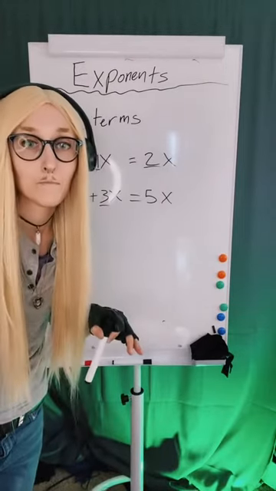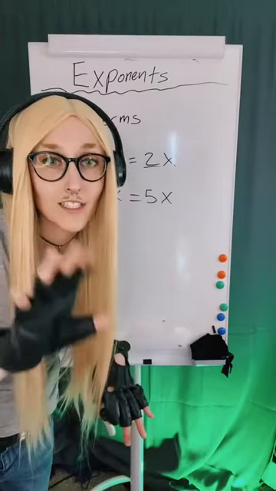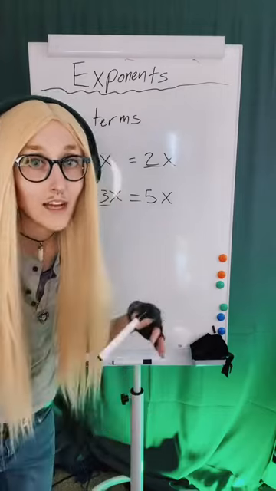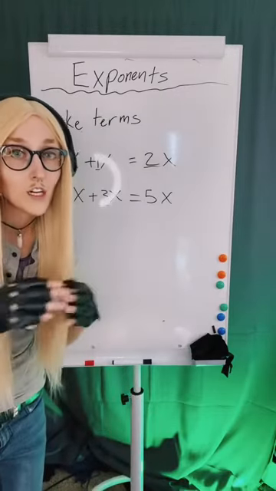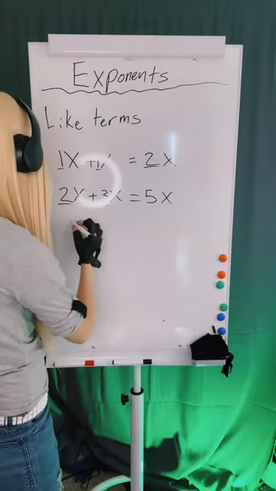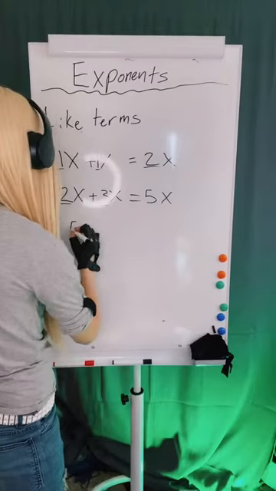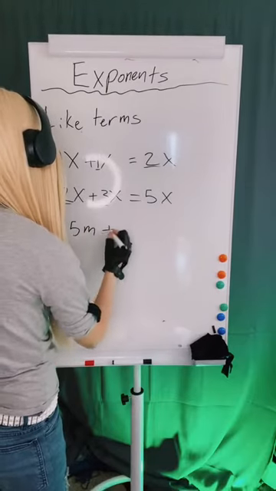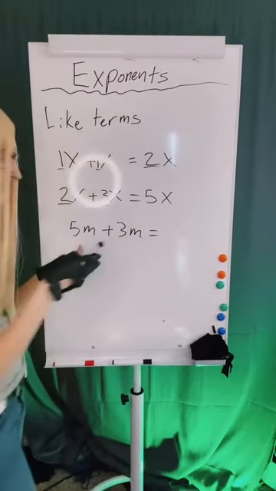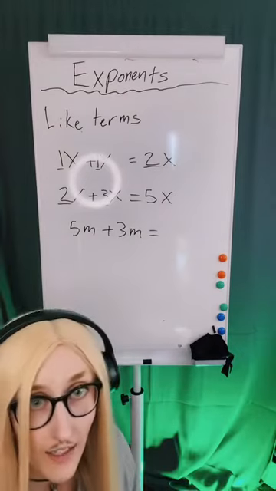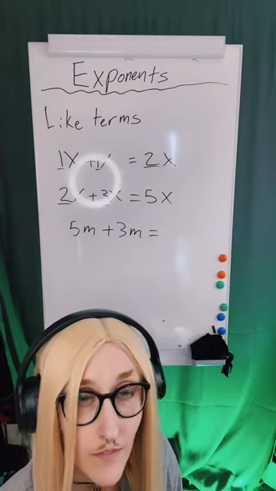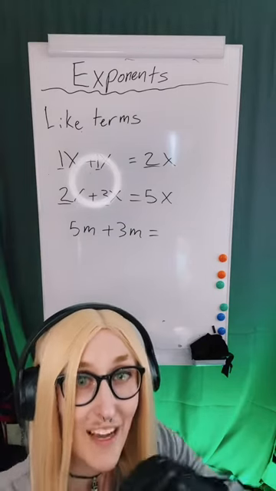I'm sorry about that. Let's try it with a slightly different variable, right? Because it doesn't matter which variable it is. If they're like terms, we can add them together. So let's do, I don't know, m. M for Mike. We'll do 5m plus 3m. Take a moment. What is that going to be? 5m plus 3m. M for Mike.